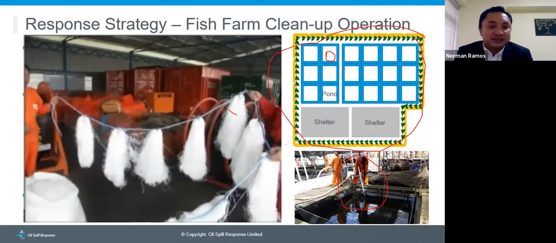Because actually, it looks like this. So these are your oleophilic snares, or your pom-poms. It is reminiscent of the pom-poms that the cheerleaders use when they're doing their cheerleading act.